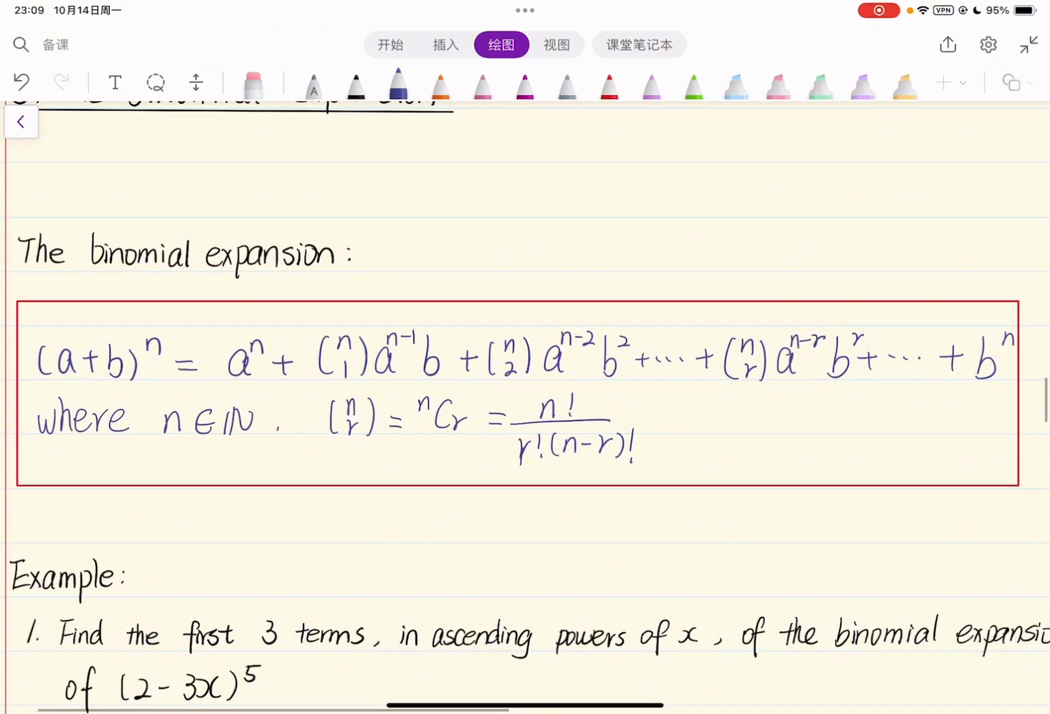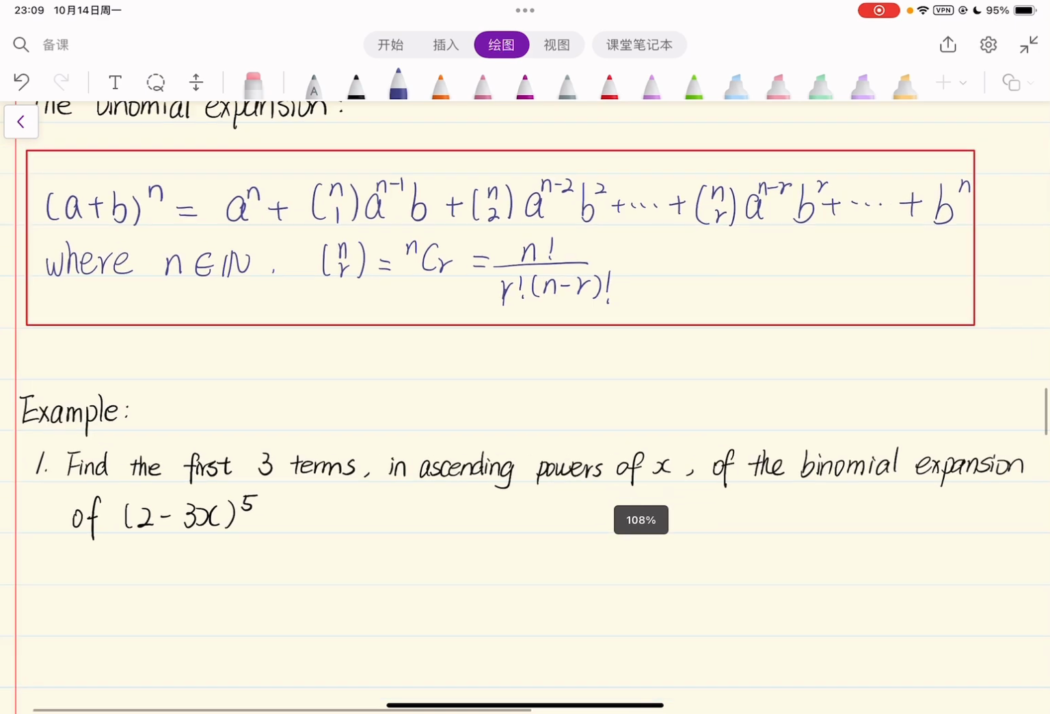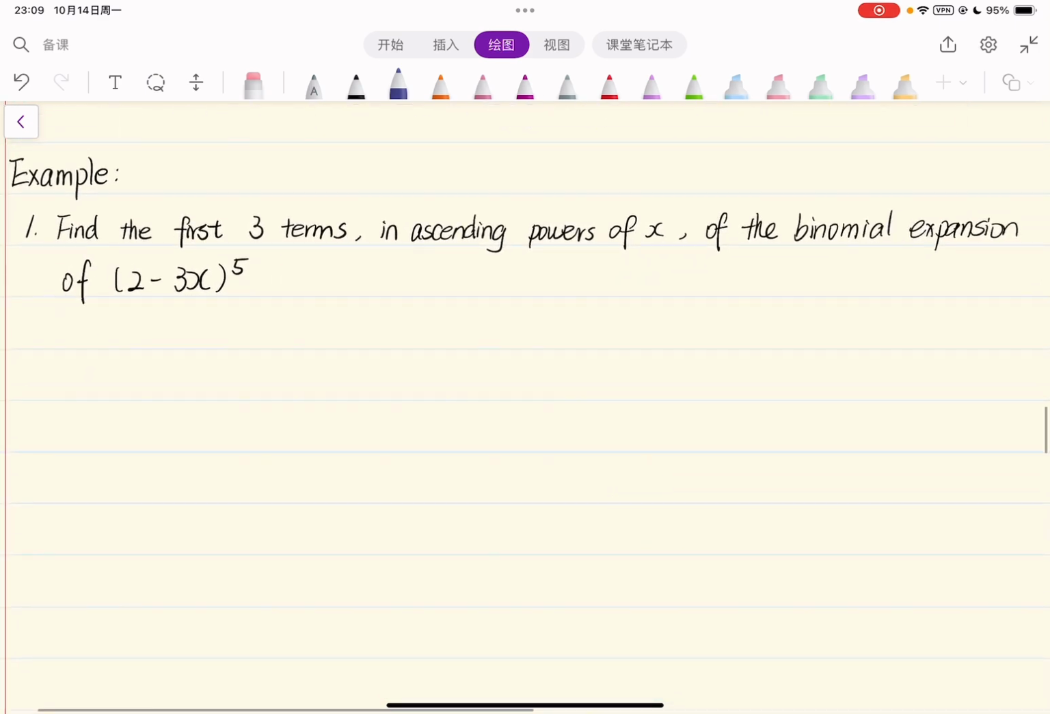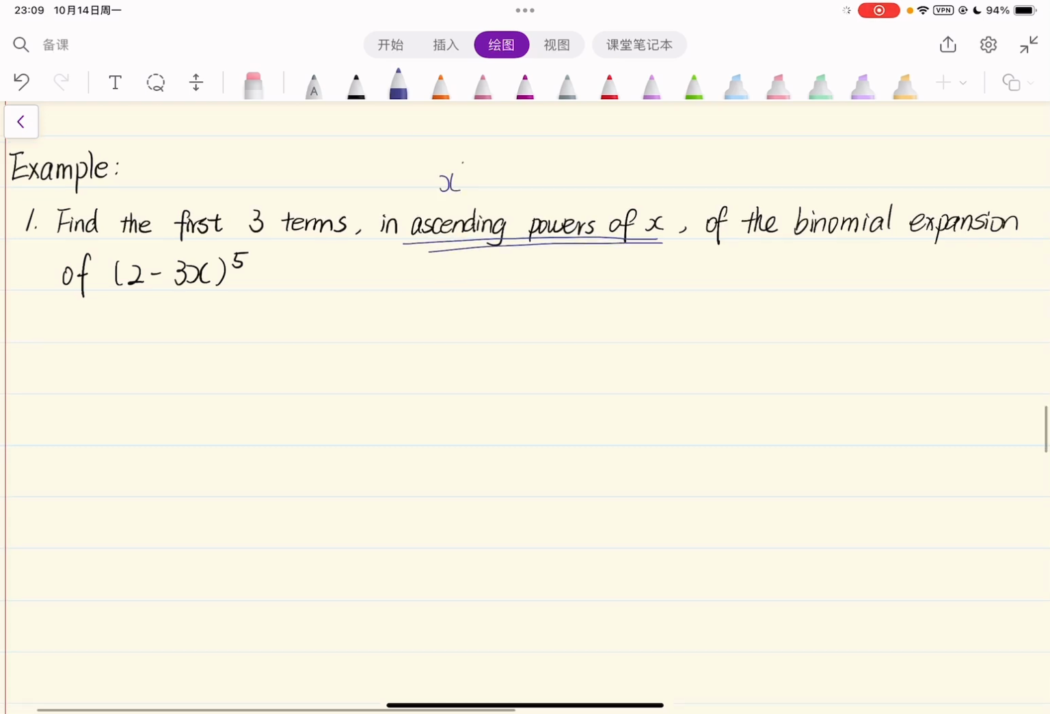Let's look at an example question. The question asks you to find the first three terms in ascending powers of x of the binomial expansion. Be aware that in ascending powers of x, you need to write x to the power of 1, then x squared, then x cubed, and so on. So the indices are increasing.